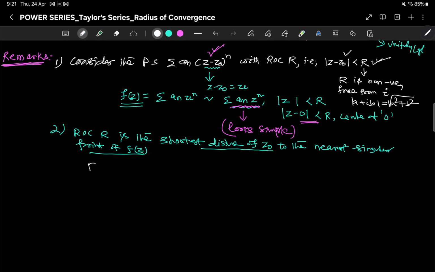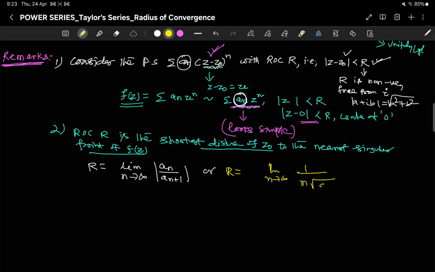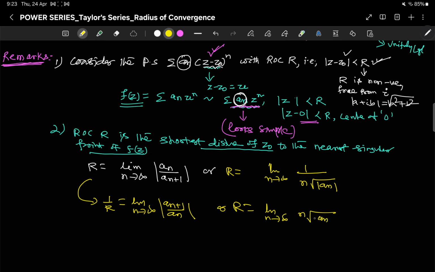Now this radius of convergence r is the limit n tends to infinity of mod a_n by a_(n+1), where a_n is the coefficient. We may take this a_n or this a_n, so here only the center is changed. Alternatively, in some cases, r is equal to limit n tends to infinity 1 by the nth root of mod a_n. Or if I want to make it 1 by r, then it is limit n tends to infinity mod a_(n+1) by a_n, or limit n tends to infinity nth root of modulus of a_n.